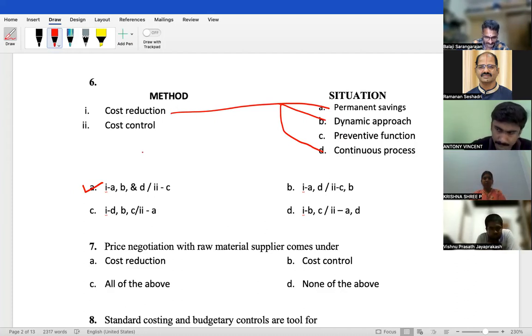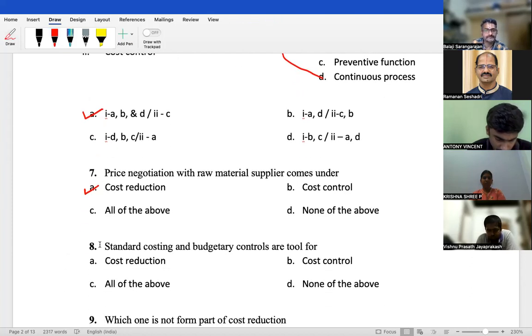Price negotiation with the raw material supplier comes under cost control? No. Price reduction comes under cost reduction. I'm going to negotiate a price reduction with the raw material supplier. Therefore, it is a real and permanent reduction in cost per unit of the product. Raw material cost reduces, so the per unit cost will come down. Okay.